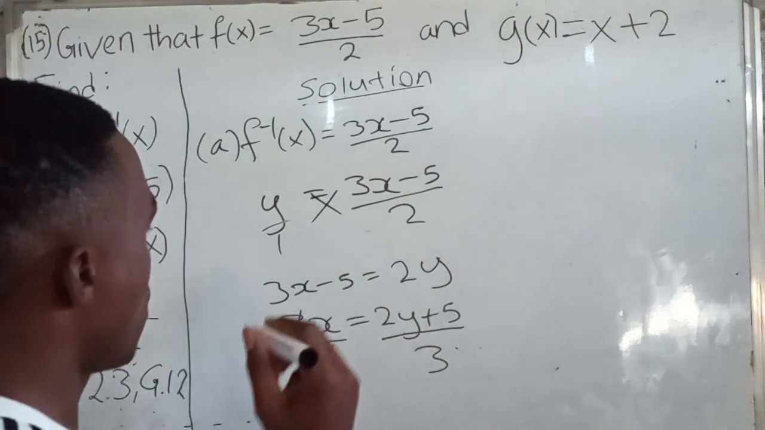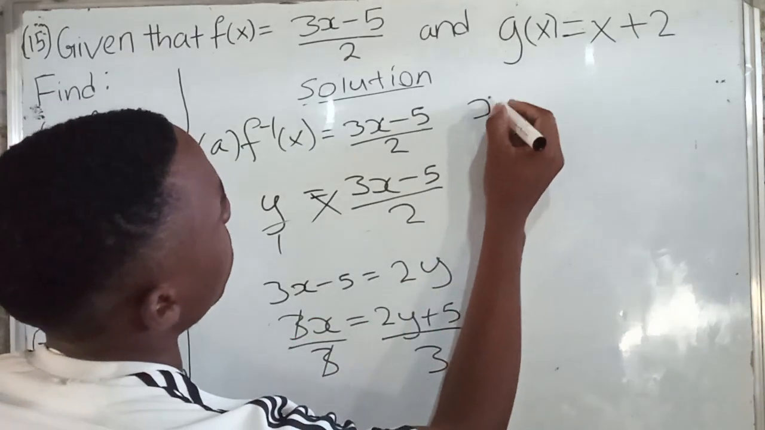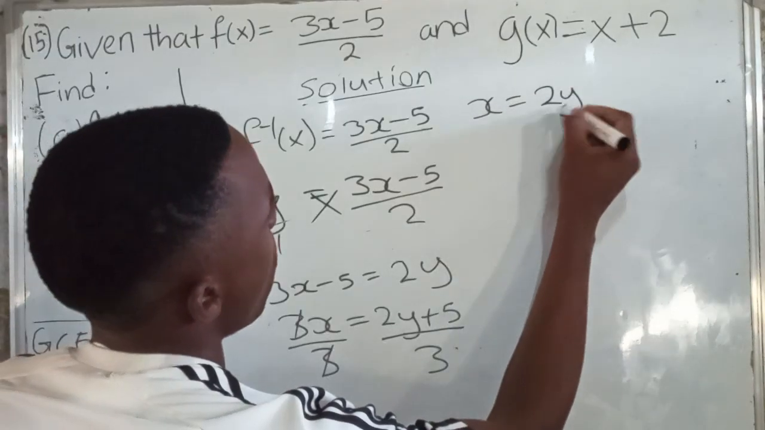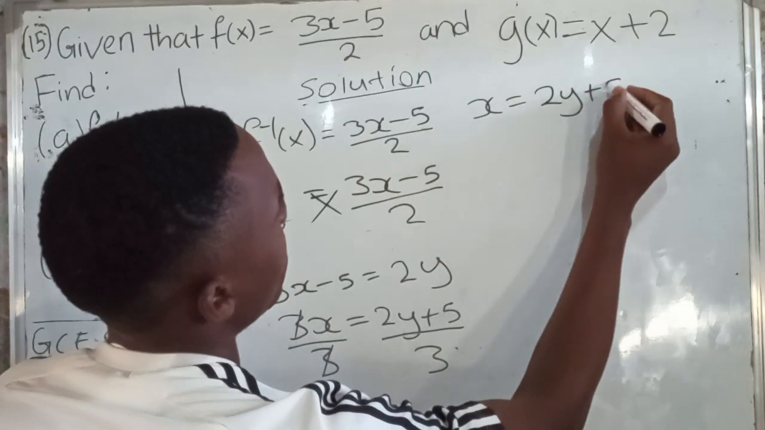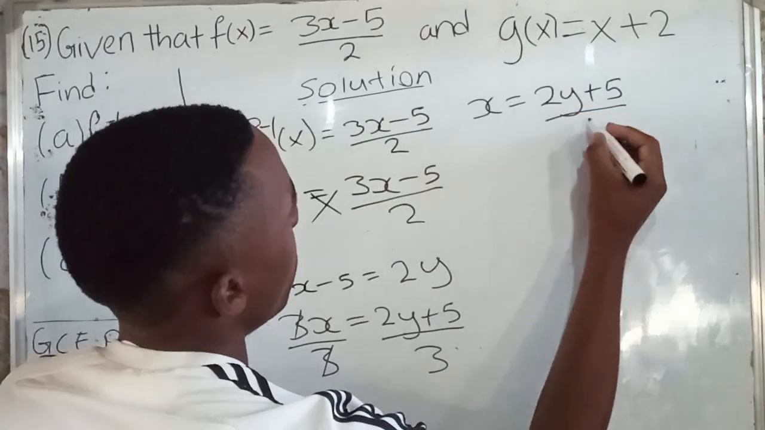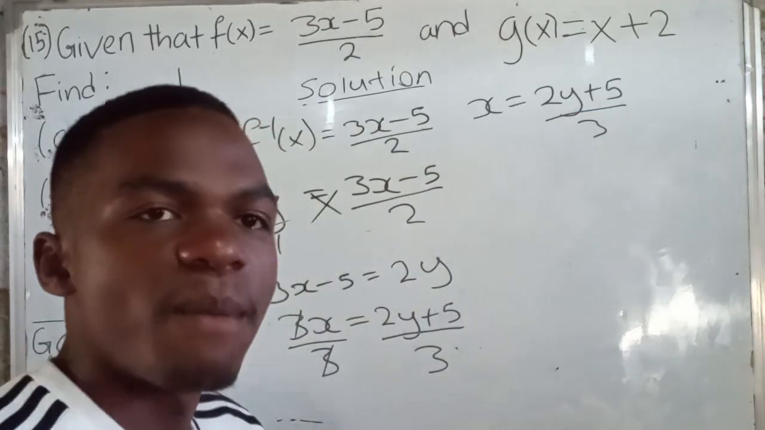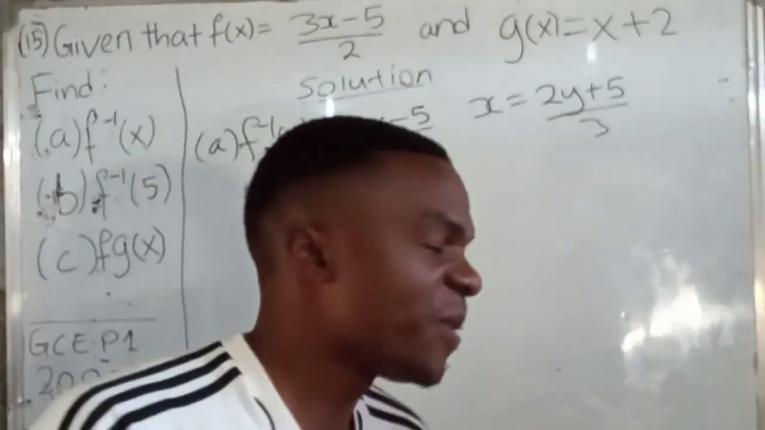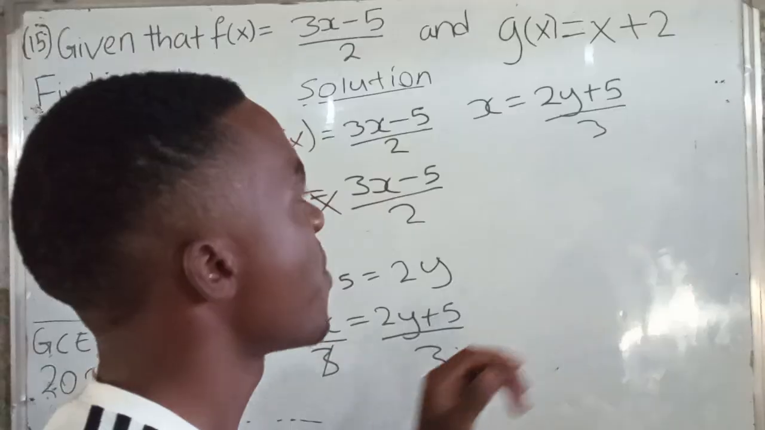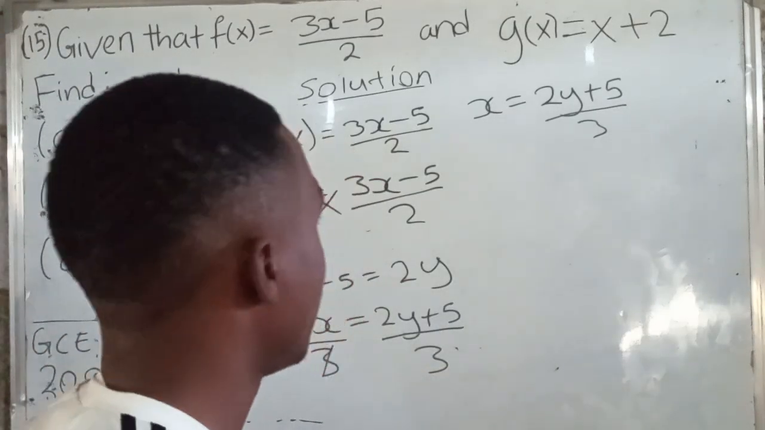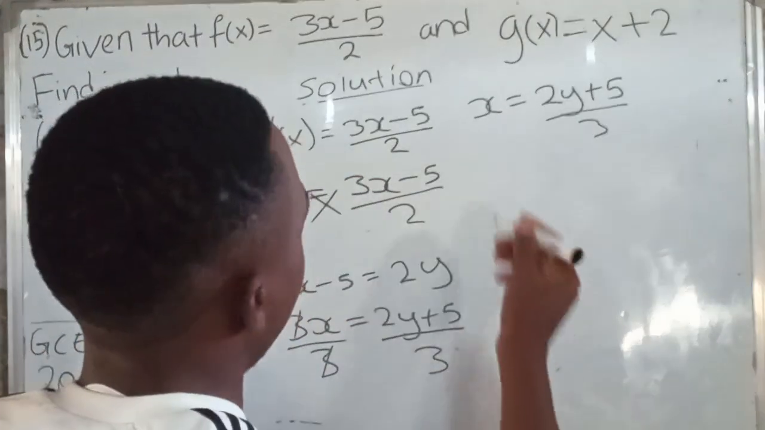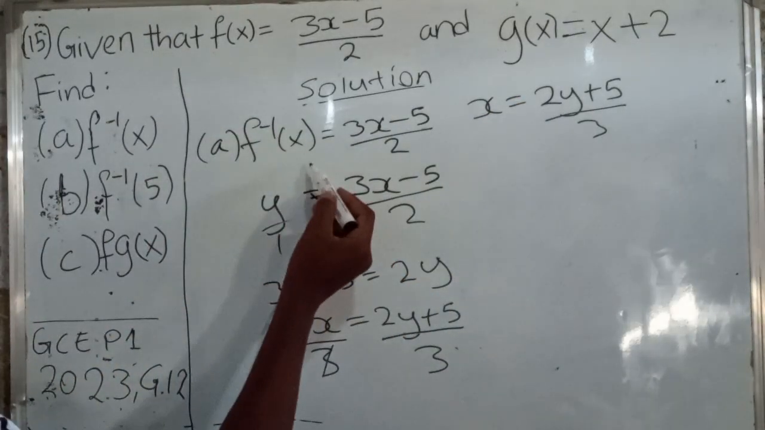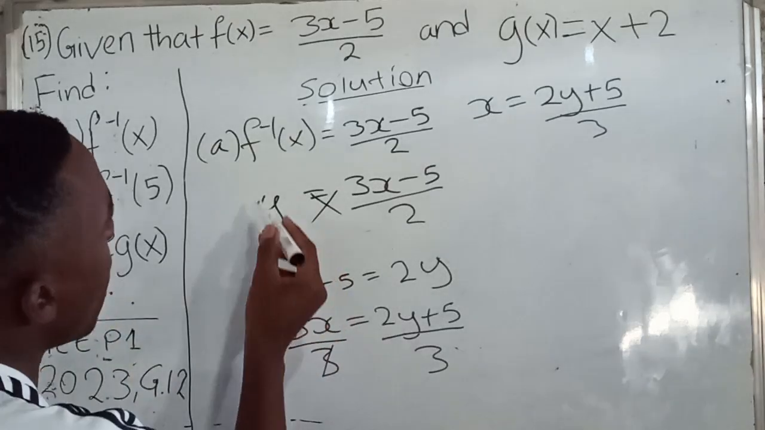After that, we are going to have x is equal to (2y + 5)/3. So we have managed to make x the subject of the formula. After that, we are almost done. All we need to do is to replace here. You remember we have f inverse of x. We replace it with the letter y.